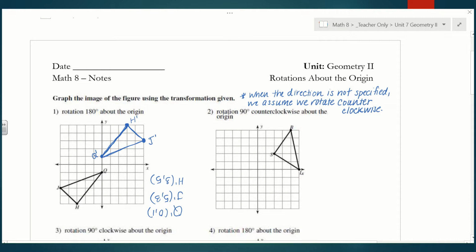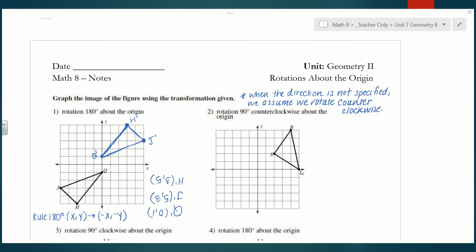Now I have found that doing this is a lot easier than memorizing the rule, but I will tell you the rule just in case you ever need it. So the rule for rotating 180 degrees is to take your point, you might already be able to tell from your points you wrote down, and basically each coordinate changes to the opposite sign. So before, all of our coordinates were negative, now they're all positive.